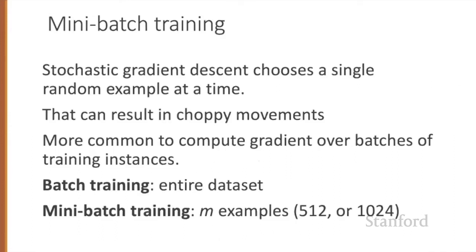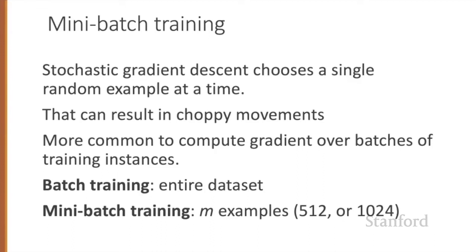Stochastic gradient descent is called stochastic because it chooses a single random example at a time, moving the weight so as to improve performance on that single example. That can result in very choppy movements, so it's common to compute the gradient over batches of training examples rather than a single instance. In batch training, we compute the gradient over the entire data set.